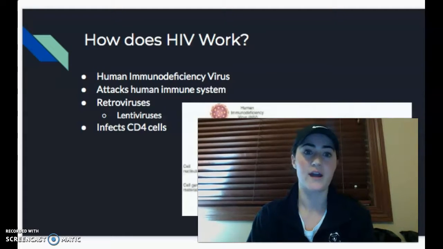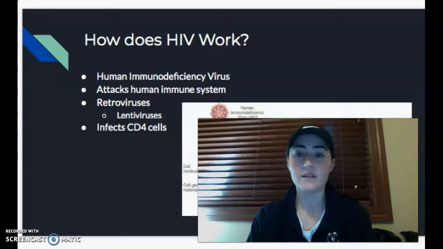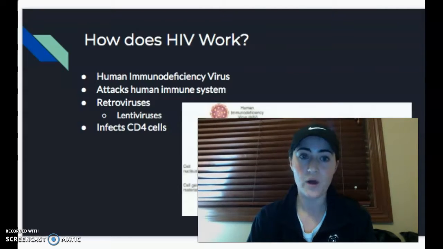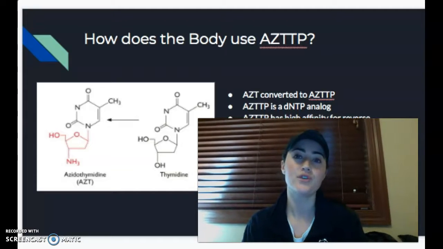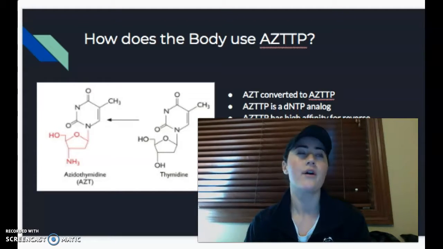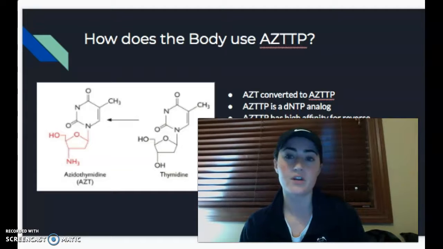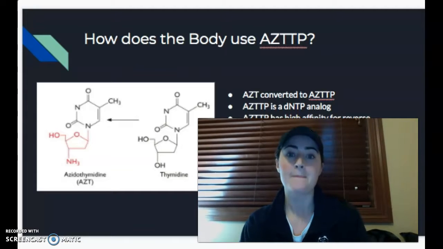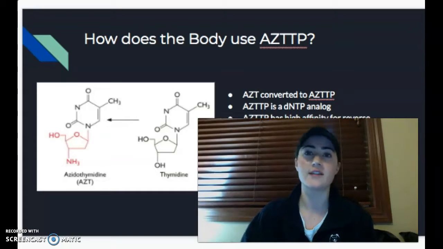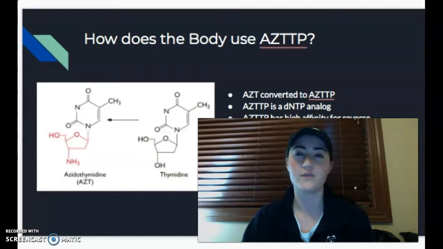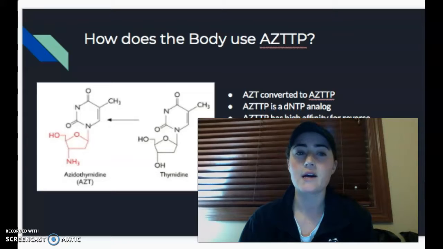So going forward, I want to talk a little bit about one treatment method. Although there's no cure for HIV and AIDS, there are a lot of different treatment methods, and one of them that we're going to talk about is called AZT. Now, AZT is usually given with several other different medications, in a cocktail form, just to target different mechanisms, I would say.